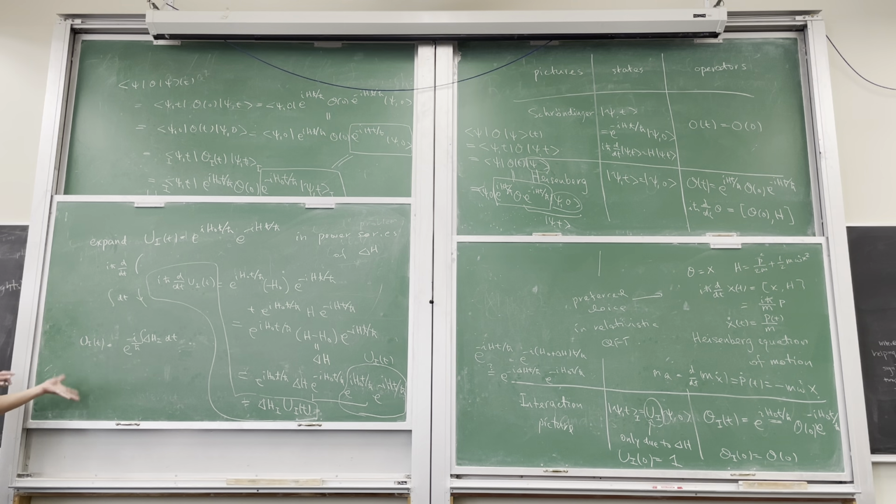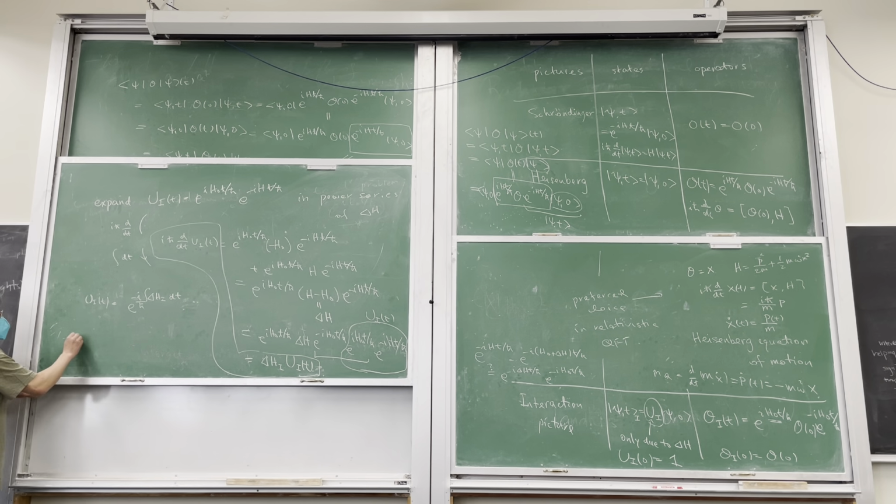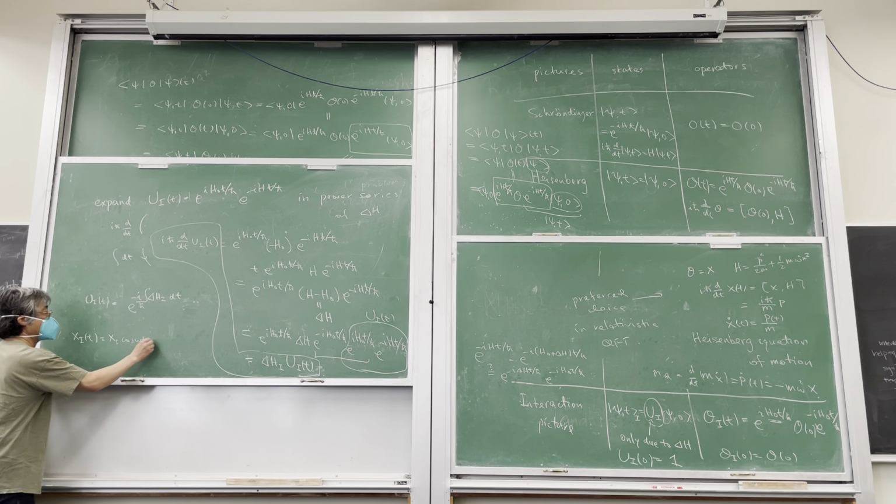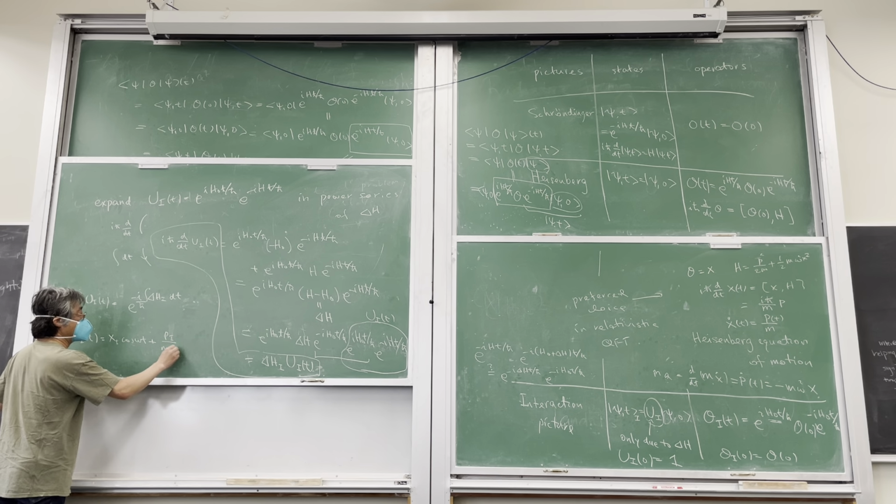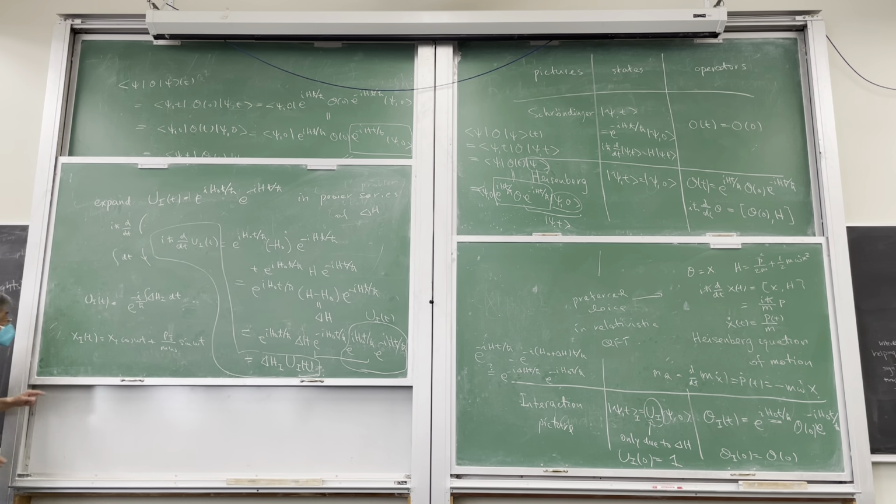But once again, I'm being a little bit sloppy here because it turns out that delta H at different times may not commute. If you remember what we have done with the harmonic oscillator, so xi cosine omega t plus pi over m omega sine omega t. So xi at some time is a linear combination of xi of 0 and pi of 0. But at some other time, it's a different linear combination of them. So they may not commute.